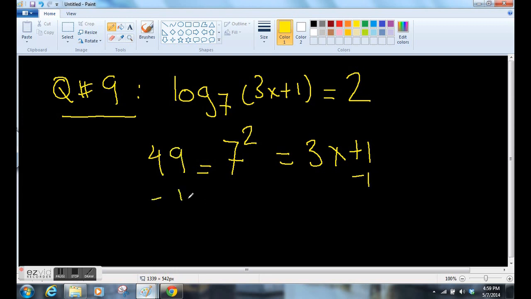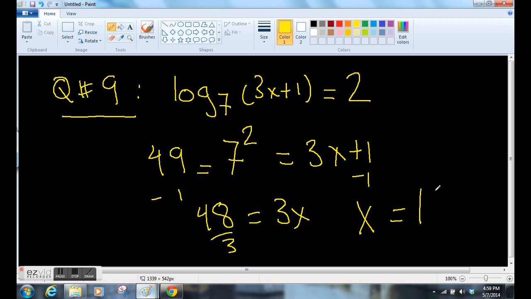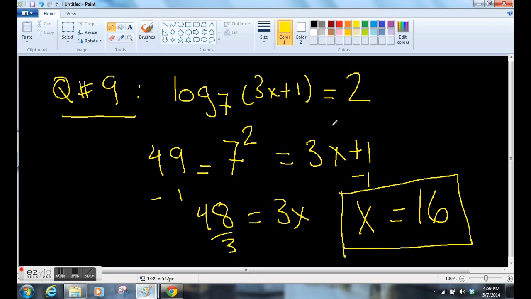It's familiar now, we're on a roll. 48 equals 3x, divide by 3, x is equal to 16. So once you can figure out how to write it in exponential notation like this, then you're home free. X equals 16. Huzzah! Yay!